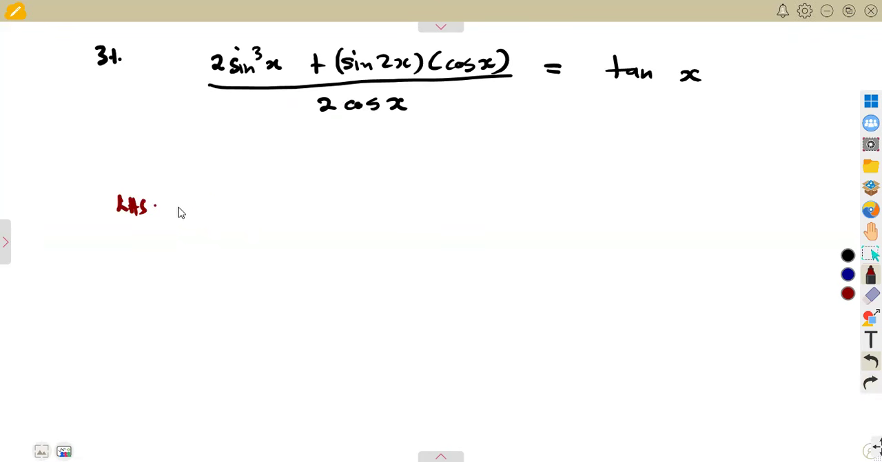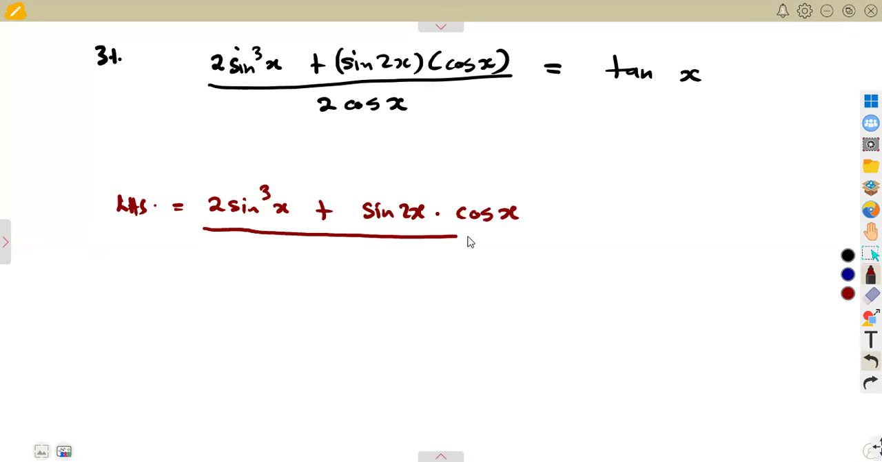So working from the left-hand side, where we are given the 2 sine cubed x plus the sine of 2x times the cos of x, everything over 2 cos x. How can we obtain a tan? Okay, let's think of this. It's stage by stage. Do we have any identities here so far? There is an identity. Remember, this is a double angle. The sine of 2x is equal to 2 sine x cos x. There's just one identity there. Just one. So let's write and see.